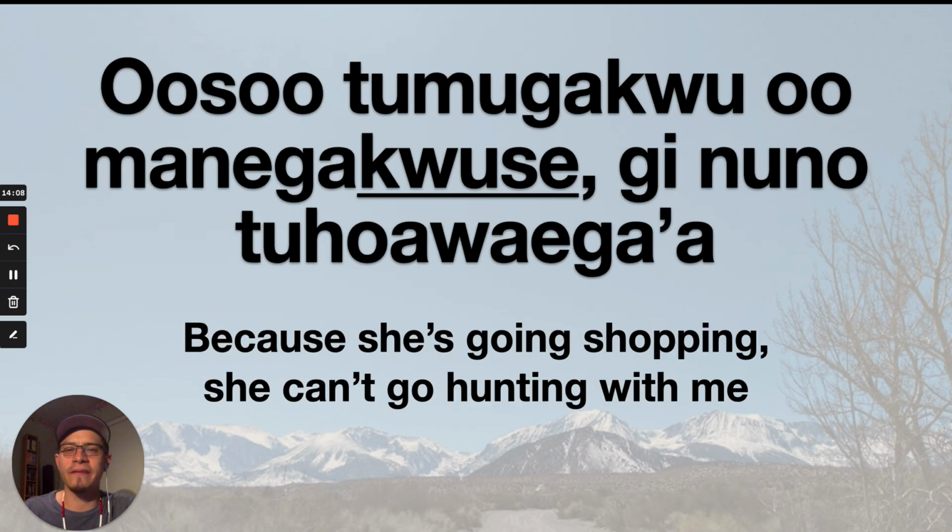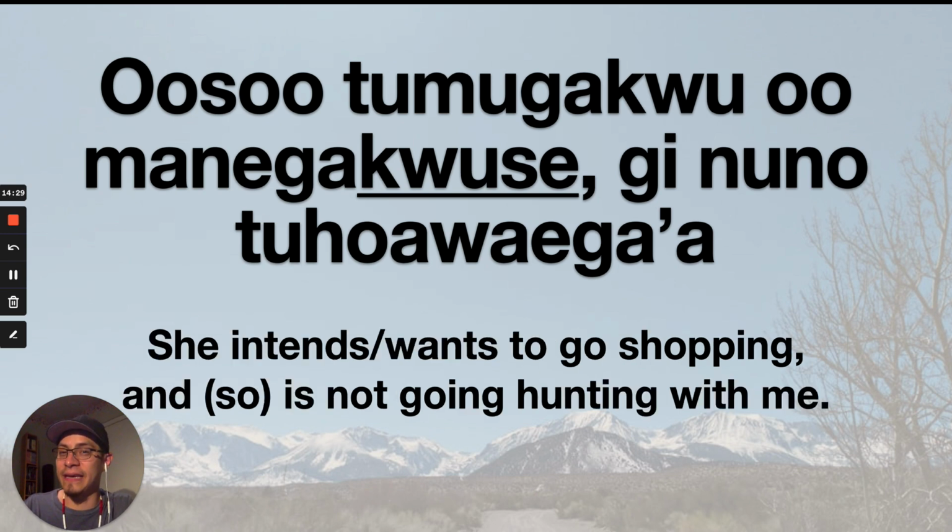So let's look at the first example. First example is actually what we just saw previously in the causal example. Because she's going shopping with me, she can't go hunting with me. But if we translate it more in this other sense, it could be translated like this. She intends or wants to go shopping, and so she's not going hunting with me. So this kusi, again, indicates a wanting, intention, desire. She's intending to go shopping. Therefore, she's not going hunting with me.